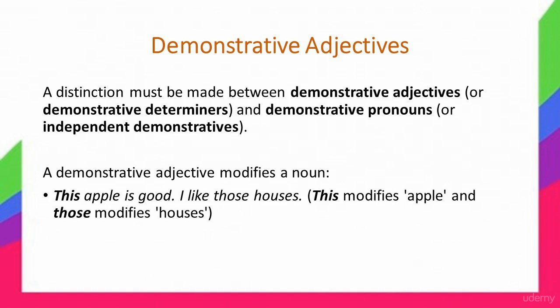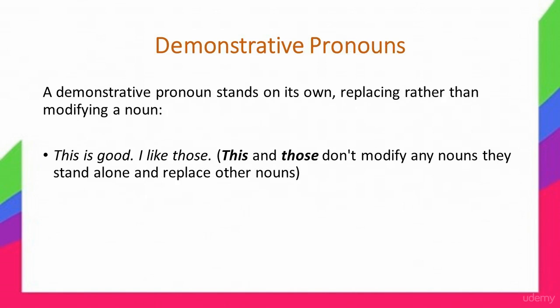A demonstrative adjective modifies a noun. This apple is good. I like those houses. This modifies apple, and those modifies houses. A demonstrative pronoun stands on its own, replacing rather than modifying a noun. This is good, I like those. This and those don't modify any nouns, but they stand alone and replace other nouns.